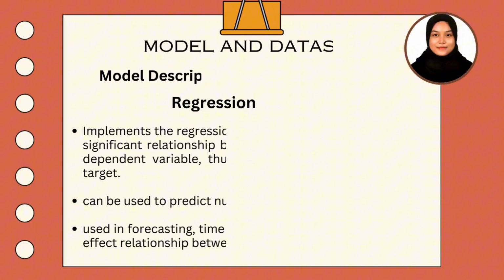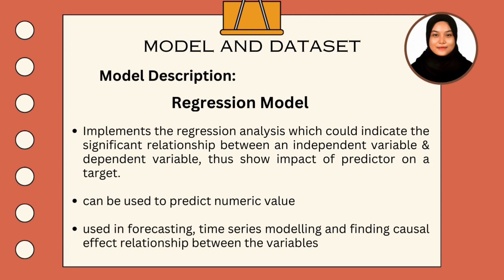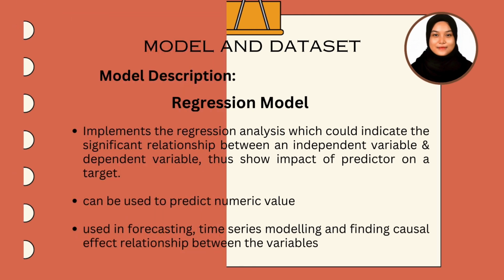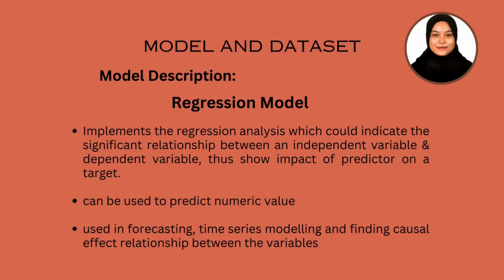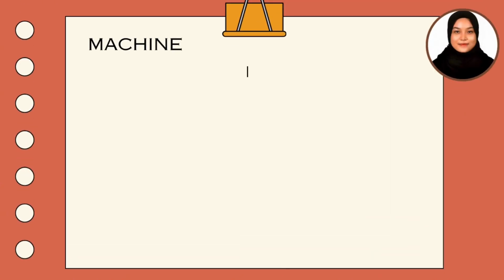We are choosing a regression model because it implements regression analysis, which could indicate the significant relationship between an independent variable and a dependent variable to show the impact of a predictor on a target. It can be used to predict numeric values, used in forecasting, time series modeling, and finding crucial cause and effect relationships between the variables. Part 2, machine learning algorithm.